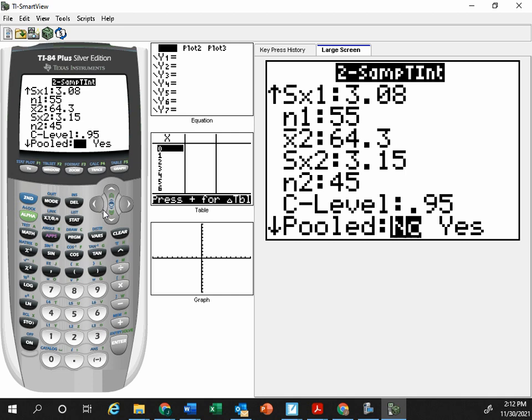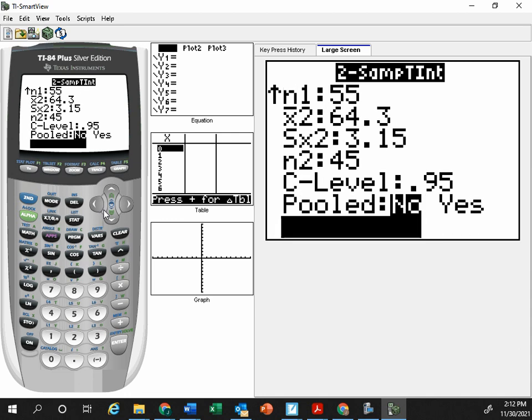So pooled, we only deal with pooled right now. We dealt with it with our proportions, but it's if the two are set equal to each other or if the difference is going to be 0. You're almost always going to pick not pooled when we're doing the T stuff, okay? So we're not going to pool here. Then we can calculate.